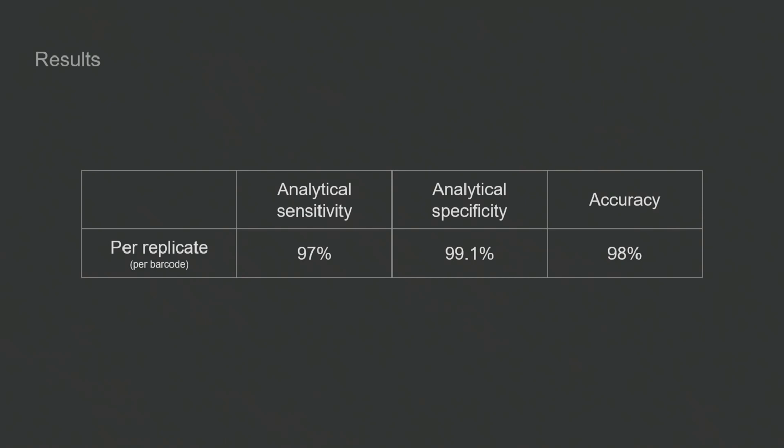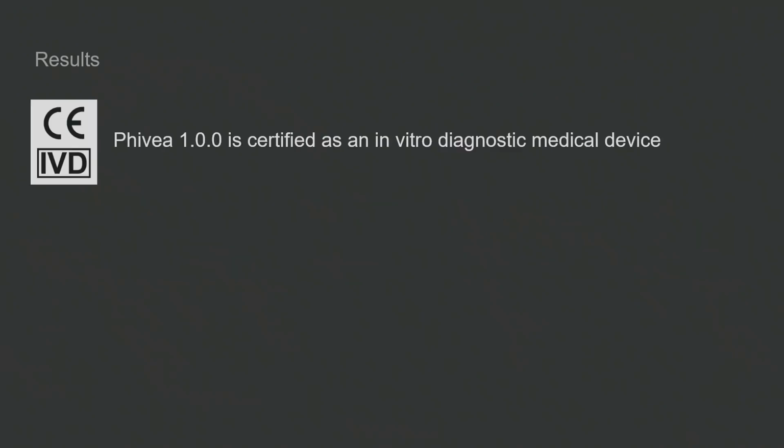So even if we aggregate the data for all 4 copies, we can get this to 99 plus. And we expect this to drop a little bit when we try it with more and more samples, but again, we can always add more replicates. For example, instead of 4, we can try and use 8. So the end result is that basically FIVEA 1.0.0 is certified as an in vitro diagnostic medical device. And from what I've heard, from start to finish, it took us 7 to 8 months, which is pretty fast in the whole certifying medical devices world.